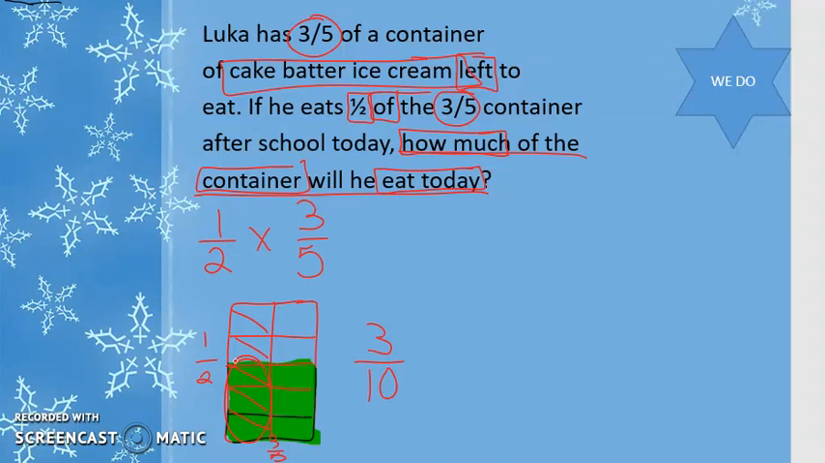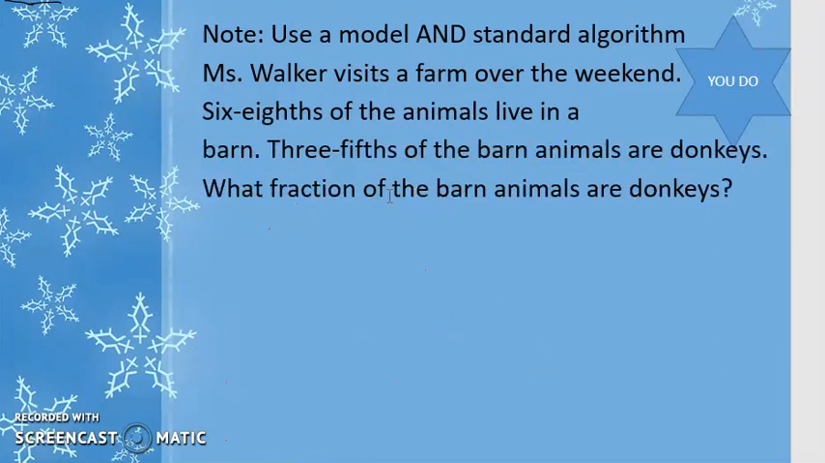And as I said in the last problem, 3 right here is a prime number. So it has factors of only 1 and itself. So this here, 3/10, is in simplest form. So he will eat 3/10 of the container today. And if we want to do the standard algorithm, we simply multiply the numerators. 1 times 3 equals 3. 2 times 5 equals 10. And we get our 3/10 once again.